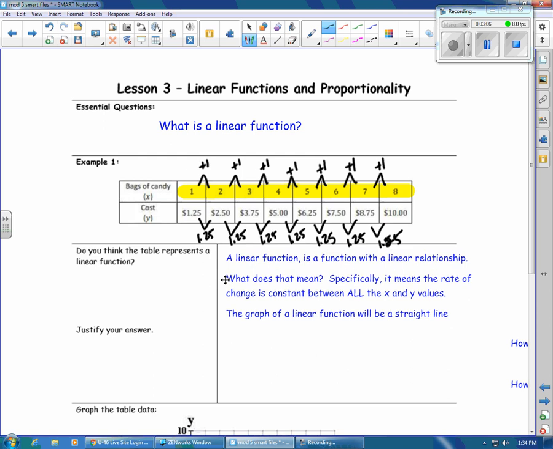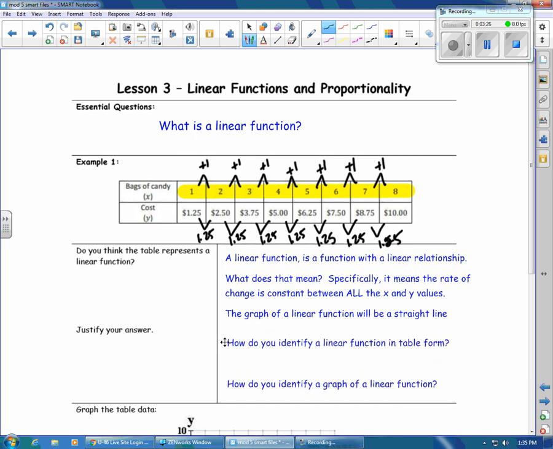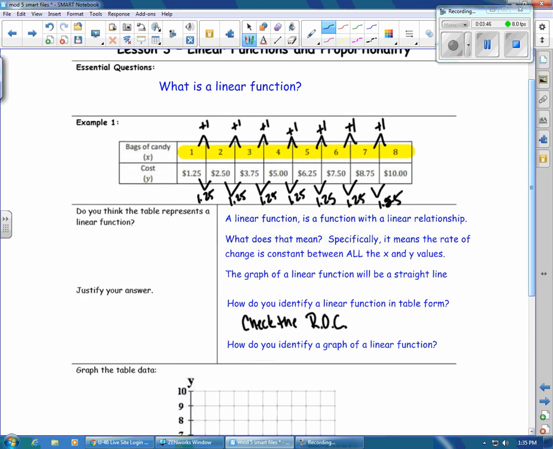Let's define it first. A linear function is a function with a linear relationship. Again, linear relationship simply means when you graph it, it's going to be a straight line. It means that the rate of change is constant between all the x and y values. The graph of a linear function is going to be a straight line. How do you identify a linear function in table form? Check the rate of change. The rate of change should be constant throughout the whole table. How do you identify a graph of a linear function? It's going to be a straight line.